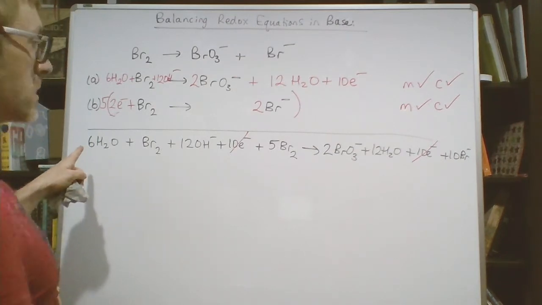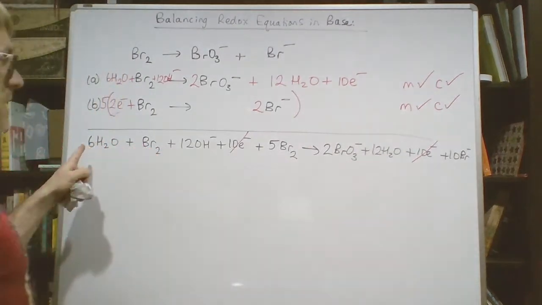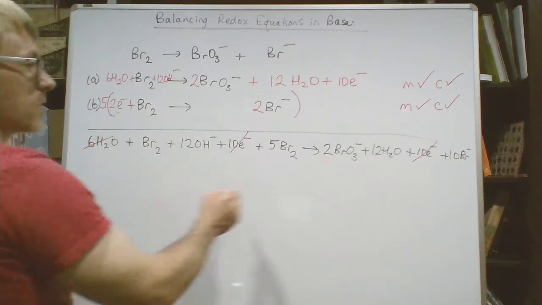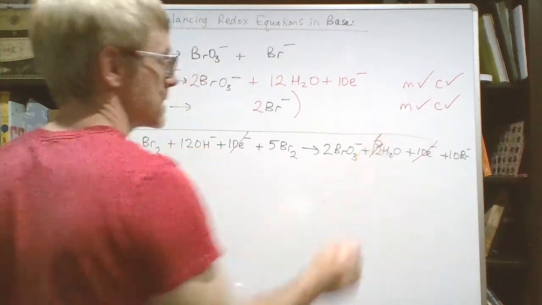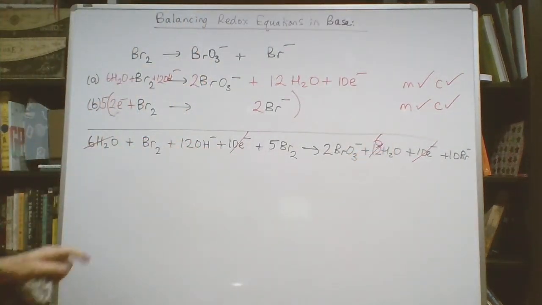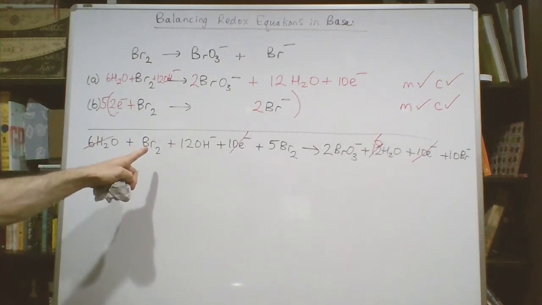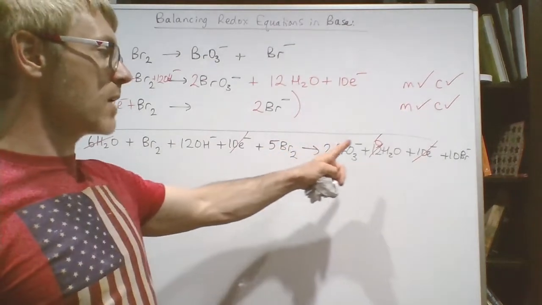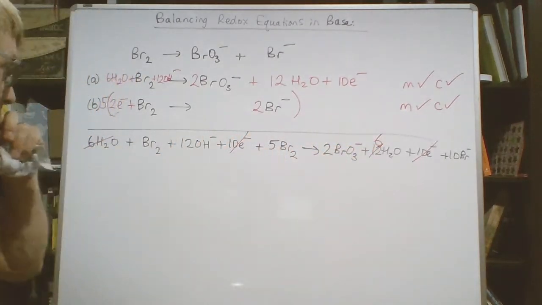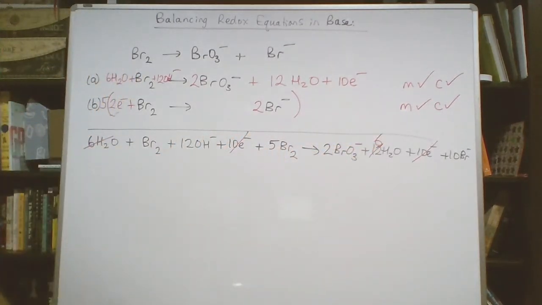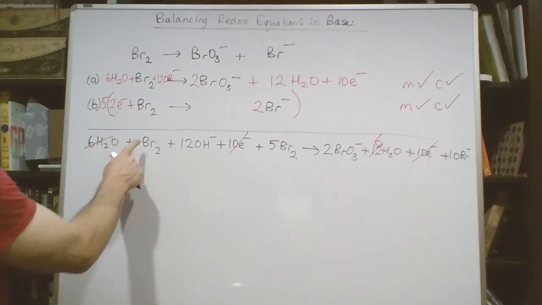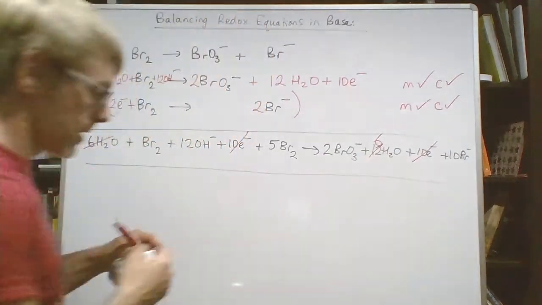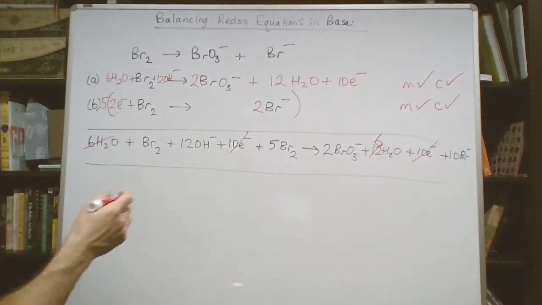I have water common to both sides. I have 6 water as a reactant, 12 water as a product, so I can subtract 6 water from both sides, and I'm left with net 6 as a product. I don't have any bromate as a reactant, and I don't have any bromide as a reactant, so I've cancelled everything I can. Now I already have coefficient 1, so I can't reduce down in the coefficient rank. So let's just rewrite.